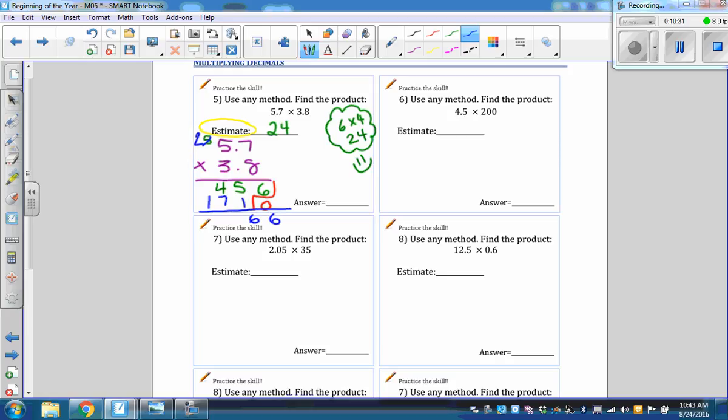Add. 4 plus 7 is 11. Carry. And then look at the original problem. There's 2 digits after the decimal. So that means I have to go in twice and put my decimal here. I think that my answer should be 21.66.